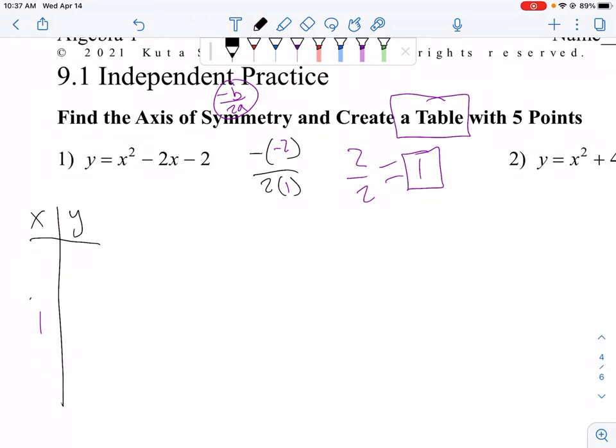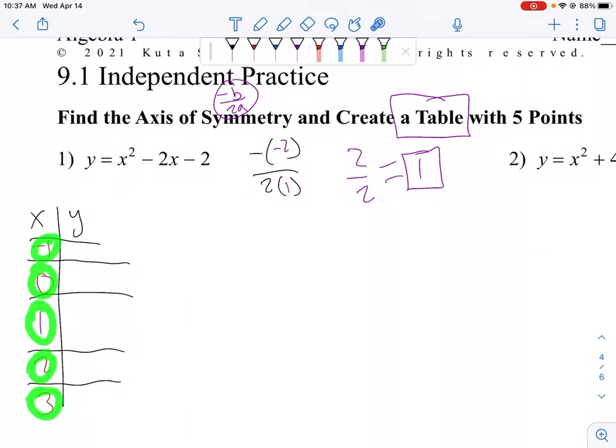So I'm going to say 2 numbers smaller and 2 numbers bigger. So let's go with, and you don't guess the numbers, you just count in order. So I'm going to go 0 and negative 1. I'm going to go 2 and 3. So this should count in order. Negative 1, 0, 1, 2, 3, like a number line.